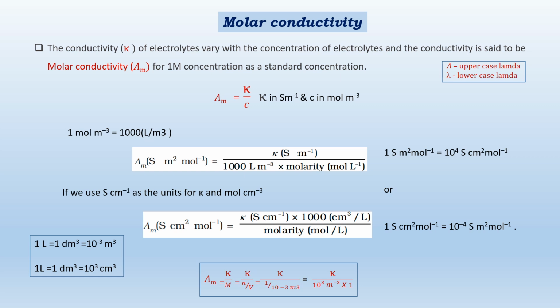If you want to express the molar conductivity lambda m in terms of meter square, that is Siemens meter square per molar, you have to divide by 1000. You substitute the molarity concentration, and you have to divide it by 1000. If you want to express the same lambda m in terms of centimeter cube, you have to multiply by 1000. If you express in meter cube, it is divided by 1000. If you express it in centimeter cube, it is multiplied by 1000. And the conversion is also given in the right hand side.